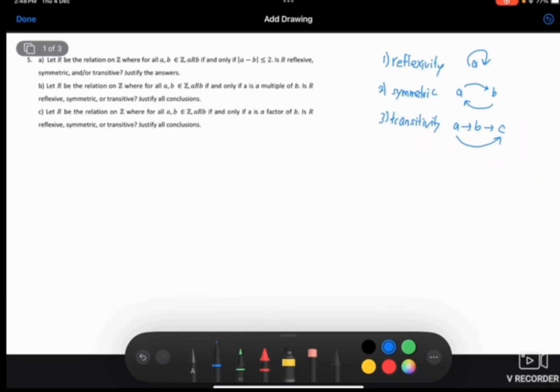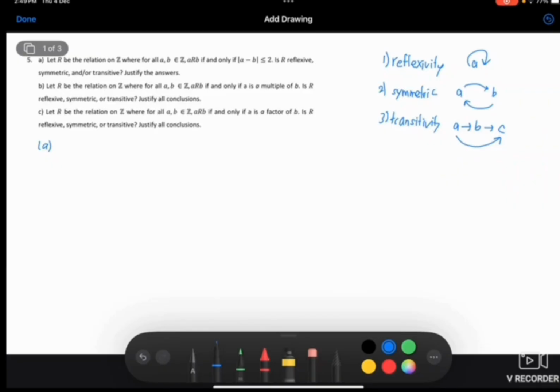For our question A, let R be the relation on set of integers where all A, B are elements of the set of integers. A is related to B if and only if A minus B is less than or equal to 2. So we need to find out if the relation R is reflexive, symmetric or transitive, and we also need to justify our answer.